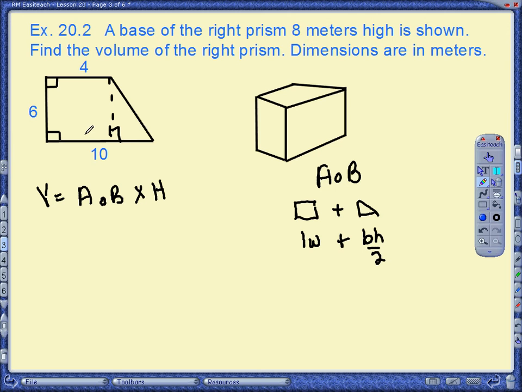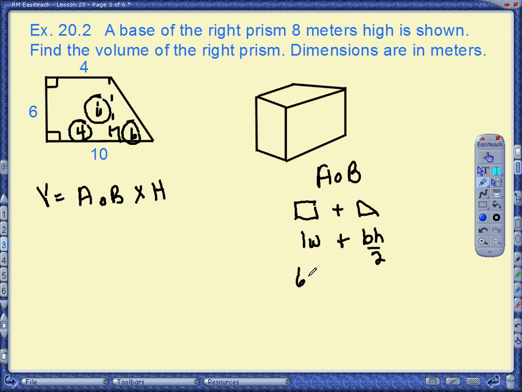Well, I know that this entire length from here to here is 10. I know this part has to be 4 because opposite sides in a rectangle are always equal. 10 minus 4 then will give us the length of the base of the triangle. And the dotted line, since it's a right triangle, is the height. That's an opposite side in the rectangle, so that is 6, and we have all of our dimensions now.